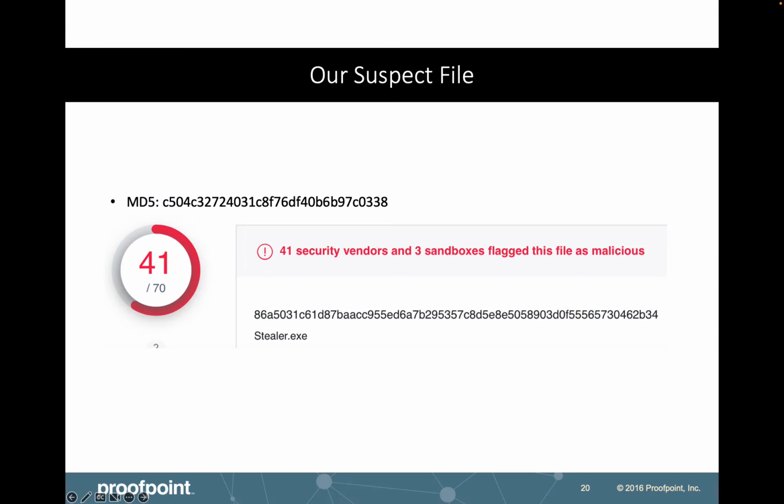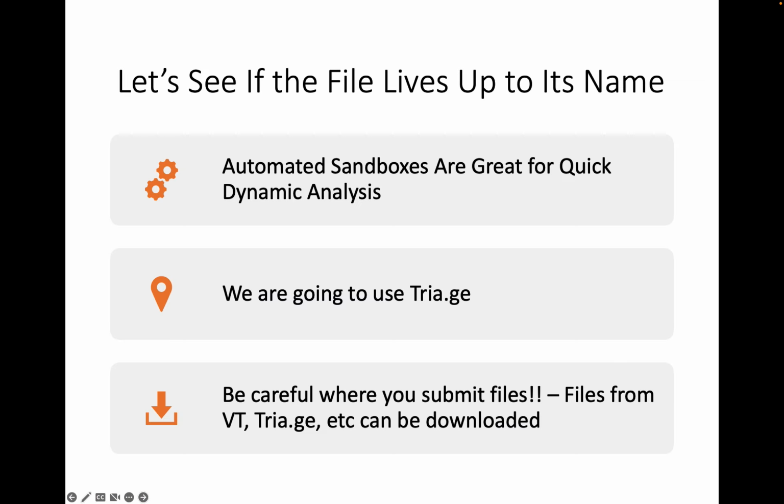So this is our file that we're going to look at first. You find it on a Windows 7 box on your network. You forgot to upgrade it. Whoops. So search for the hash in VirusTotal. There's a large number of hits from various vendors. The file name is stealer.exe, so that seems pretty suspicious and looks like something we're going to want to look into further. So we're going to see if the file lives up to its name.